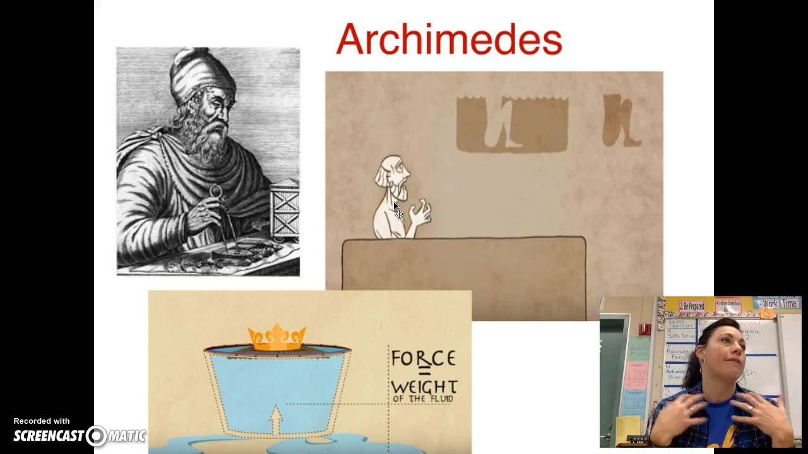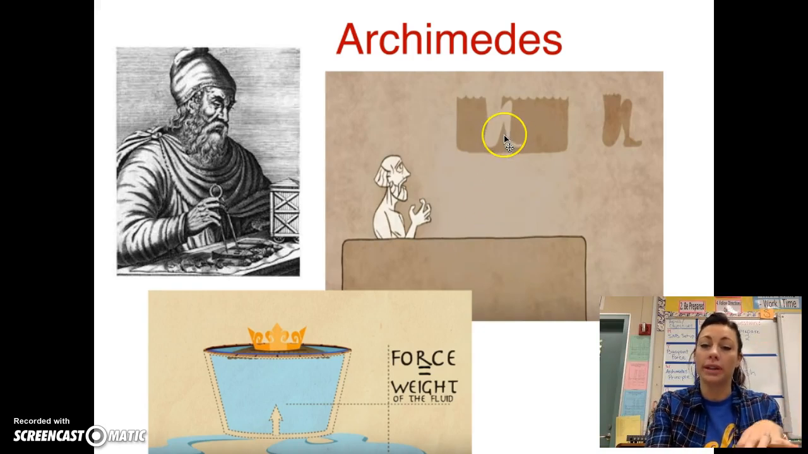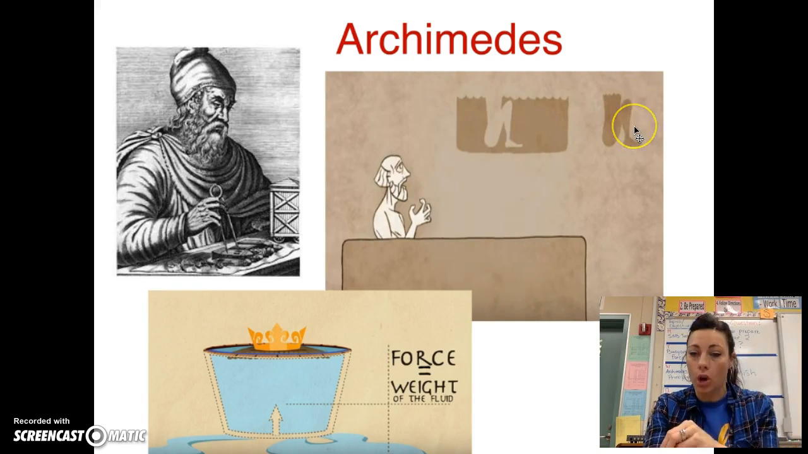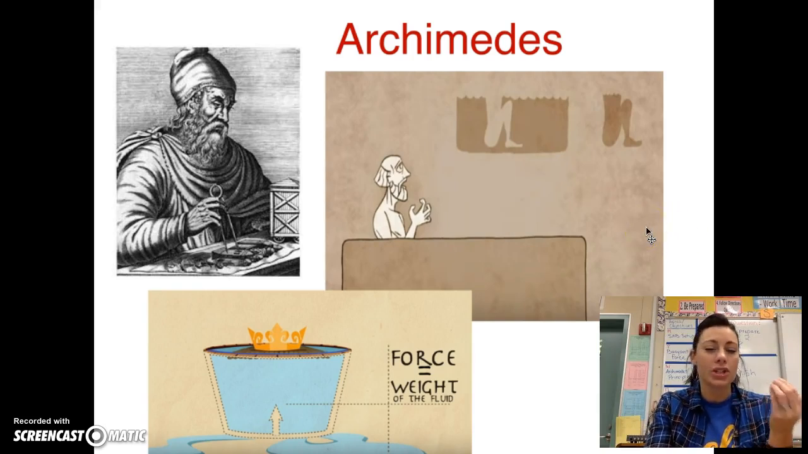So Archimedes was trying to figure out, well, what do I do with this? And then he went home and he was taking a bath. That's what this picture is. When he got into the bathtub, he realized that the water overflowed. And the amount of water that overflowed was equal to how much his body took up. So then he started thinking, if I take that displaced water and weigh it, then what does that tell me?